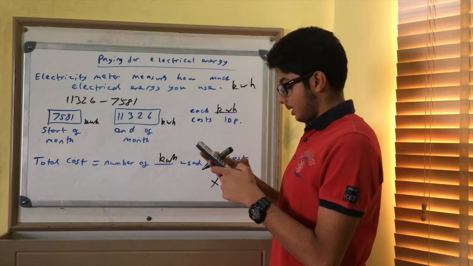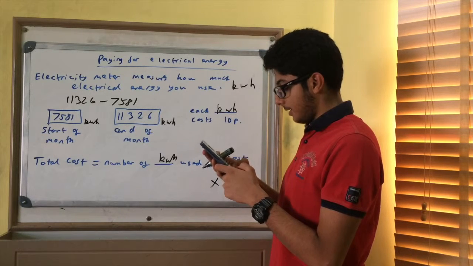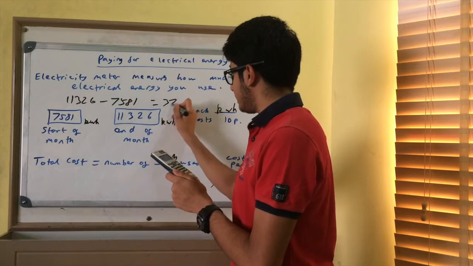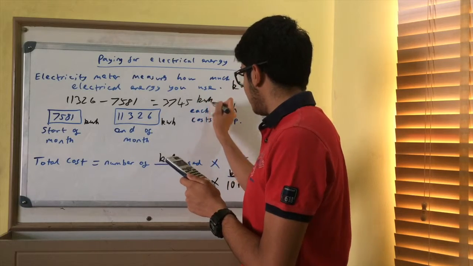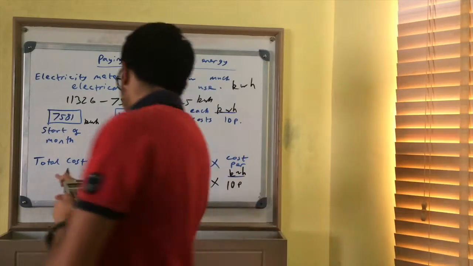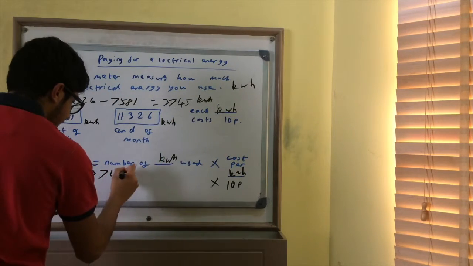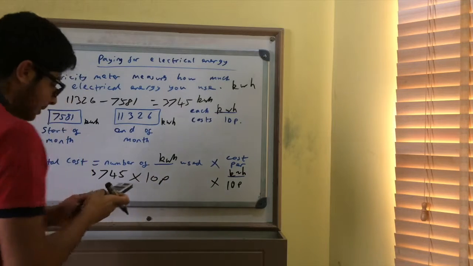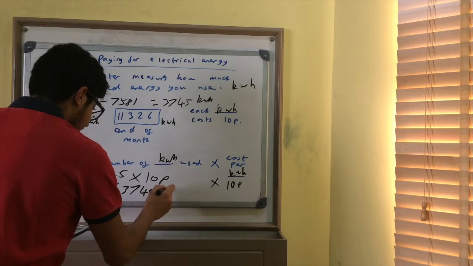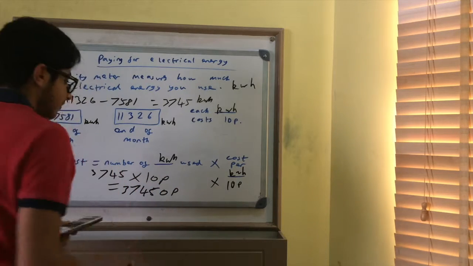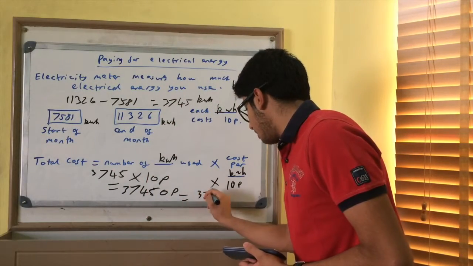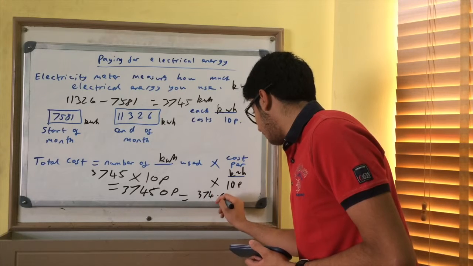11,326 minus 7,581 gives you 3,745 kilowatt hours used during this month. And so, to work out the total cost, it's 3,745 kilowatt hours multiplied by 10 pence gives you 37,450 pence. Make it in pounds, better for you. So £374.50.